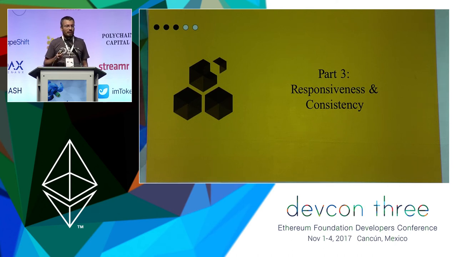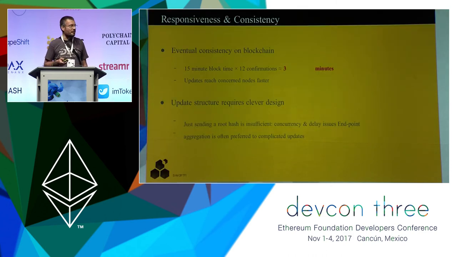So in the next part, I'm going to discuss challenges of a trade-off between responsiveness and consistency. It's a trade-off because the faster things happen, the more difficult it becomes to agree in a timely fashion. So the consistency is only guaranteed on the blockchain. But this consistency is an eventual consistency, which is rather slow.